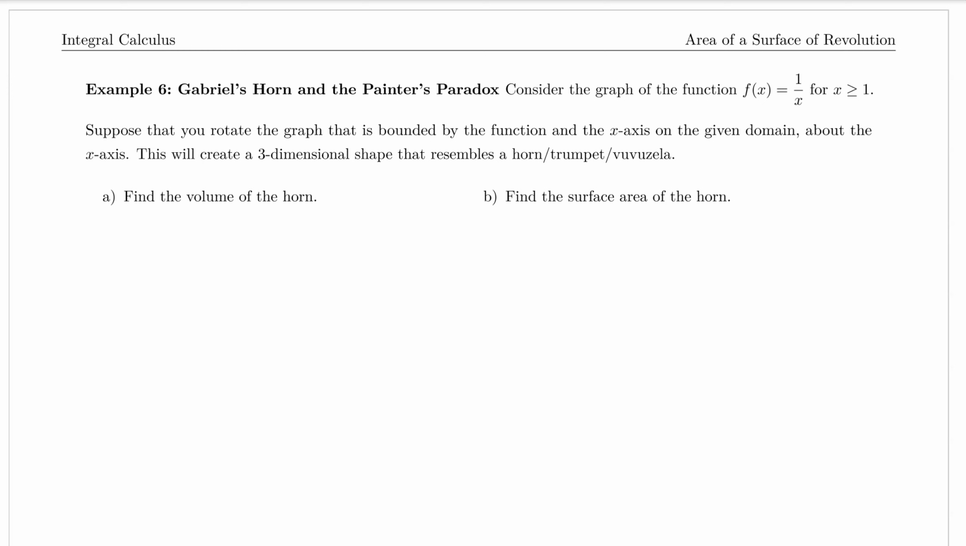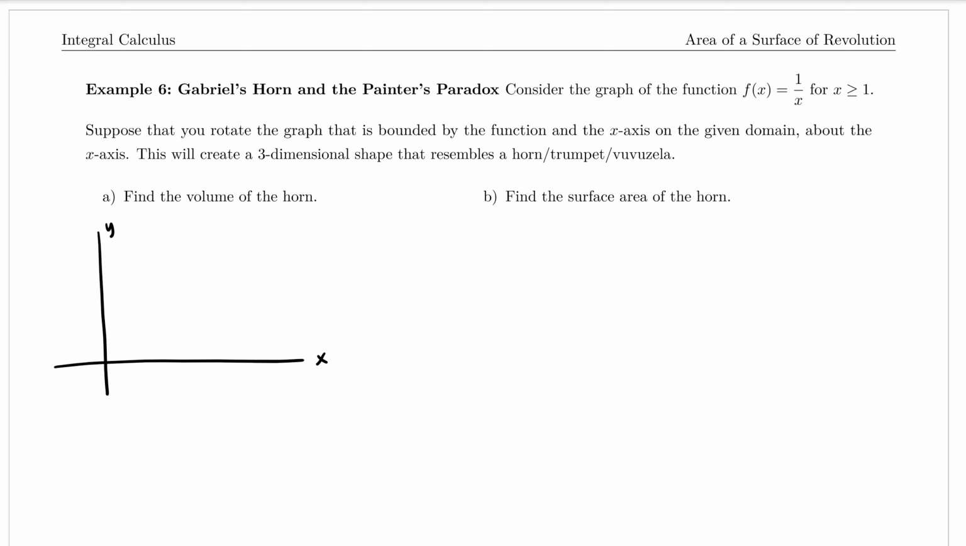In this video, we're going to be talking about Gabriel's horn and the painter's paradox. First, let's consider the graph of the function f of x equals 1 over x for all values of x that are greater than or equal to 1. Let's go ahead and graph this.